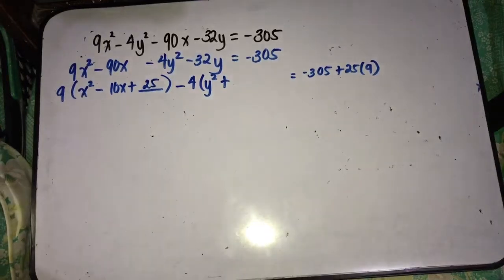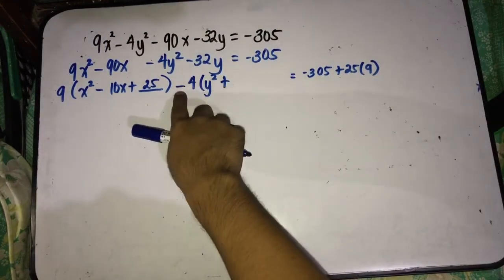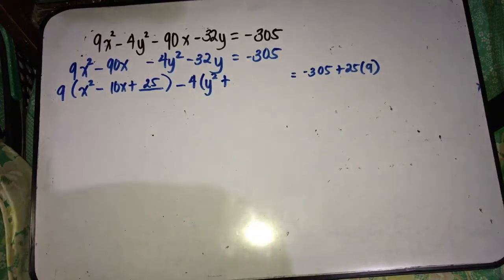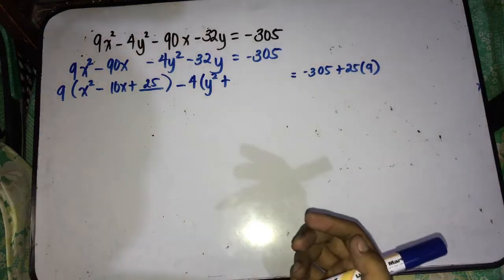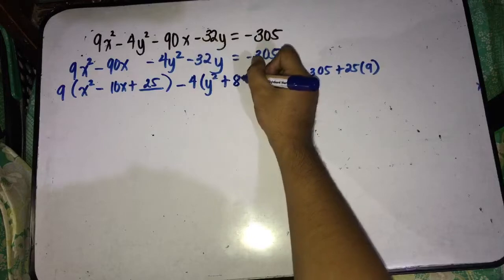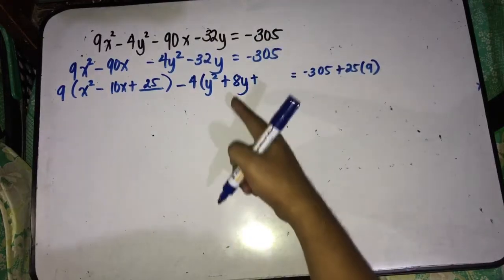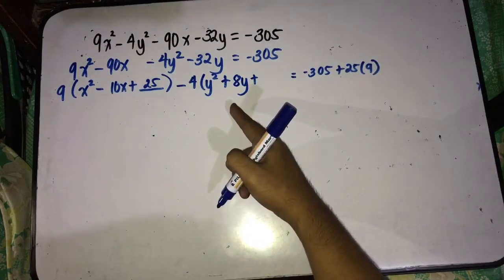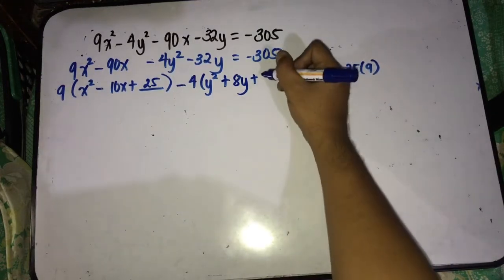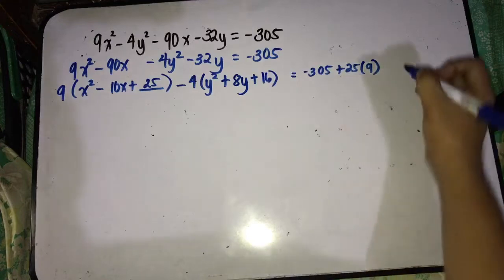It becomes plus because that is negative 32. And negative 32 divided by negative 4 is positive. Okay? And that is positive 8y. That is positive 8y plus the one that we need to complete, that is 8 divided by 2 is 4. 4 squared is 16.